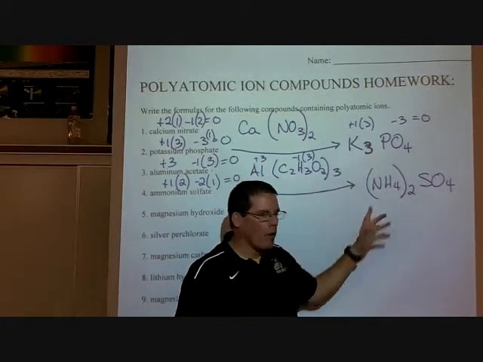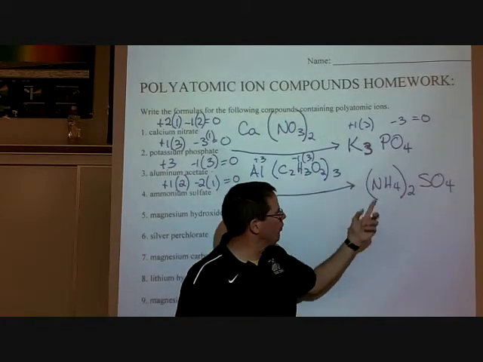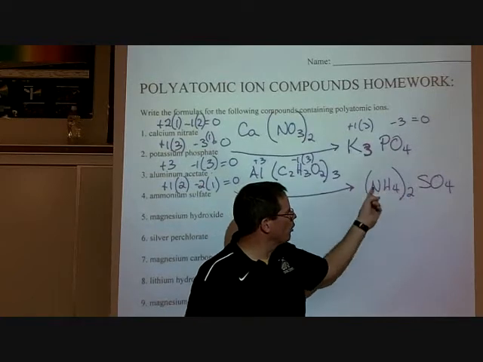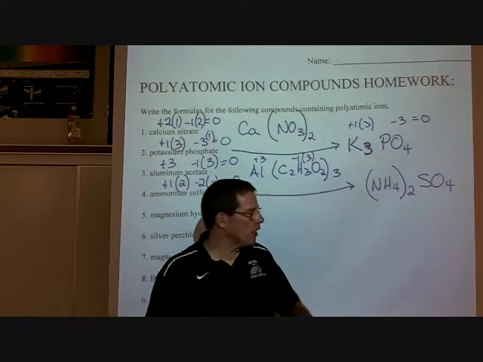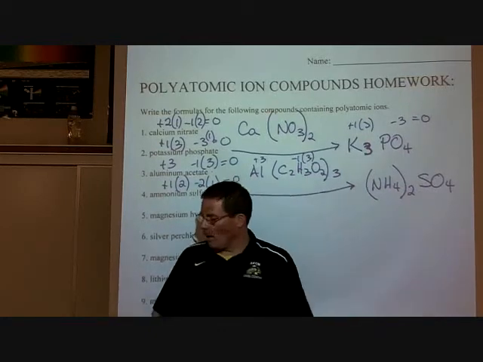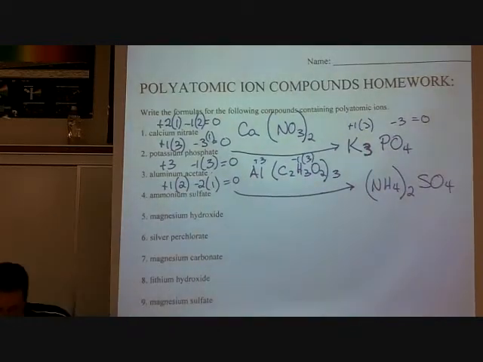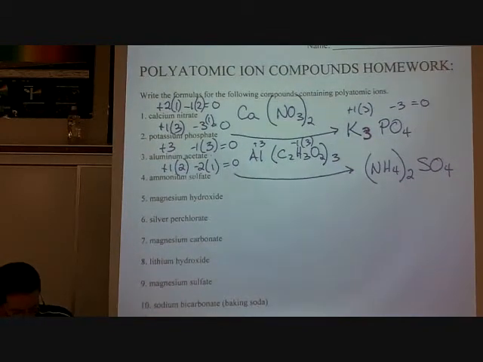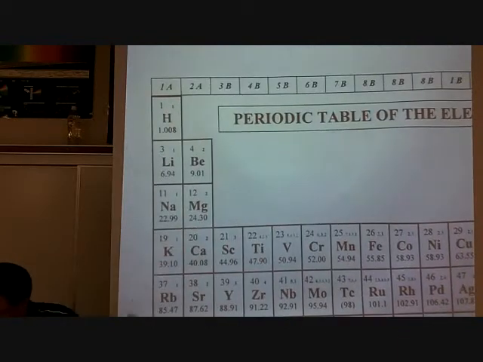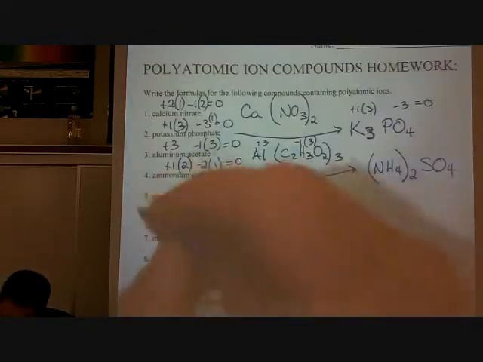Because again, later on when we do chemical formulas for moles, we're going to need to be able to multiply and know how many actual elements we have within this. Don't worry about that right now. I just want you to be able to write these out. All right, looking at number 5, magnesium hydroxide. Well, find magnesium on your periodic table. So again, magnesium +2 in group 2A. So magnesium has a +2 charge.